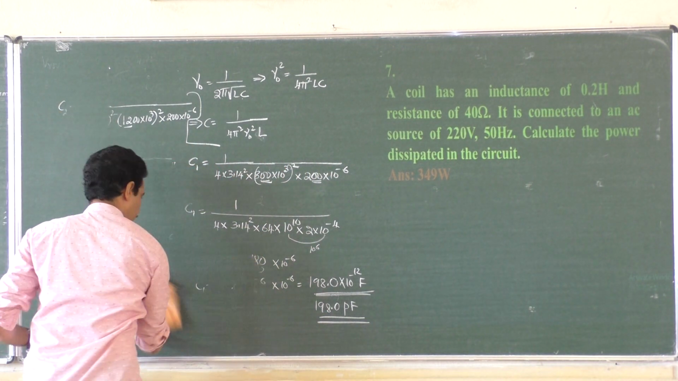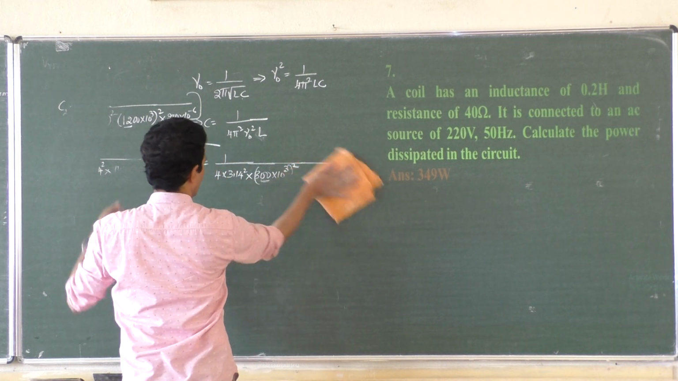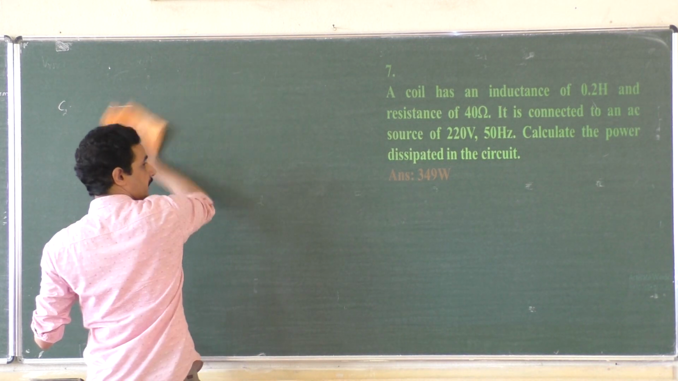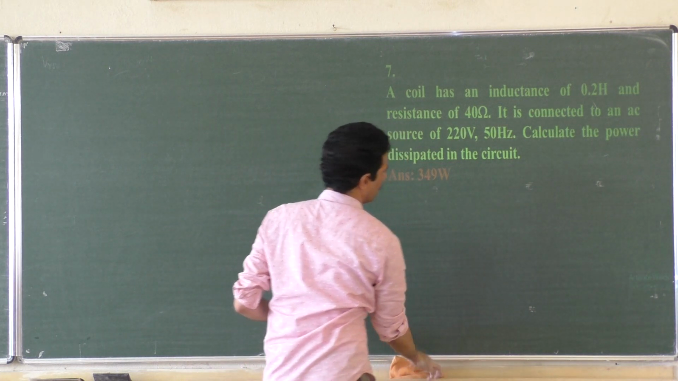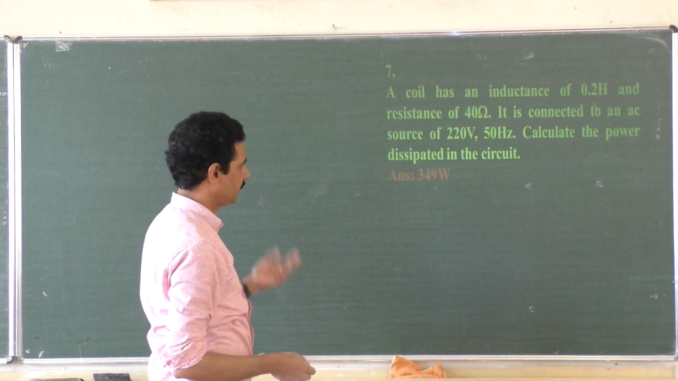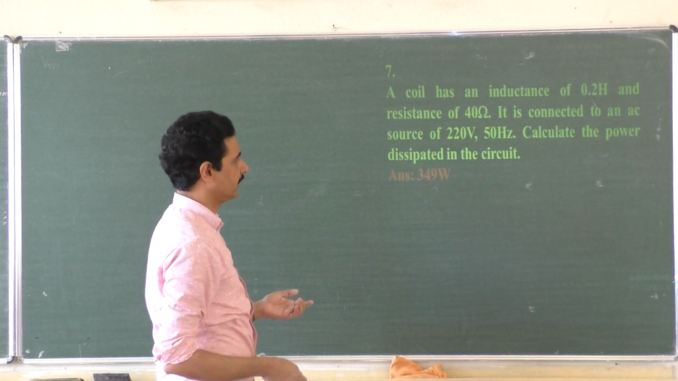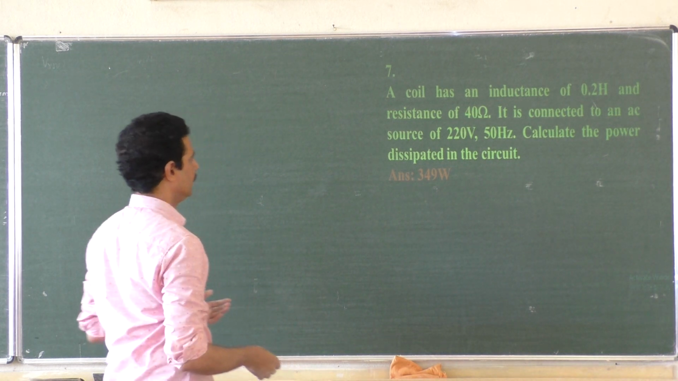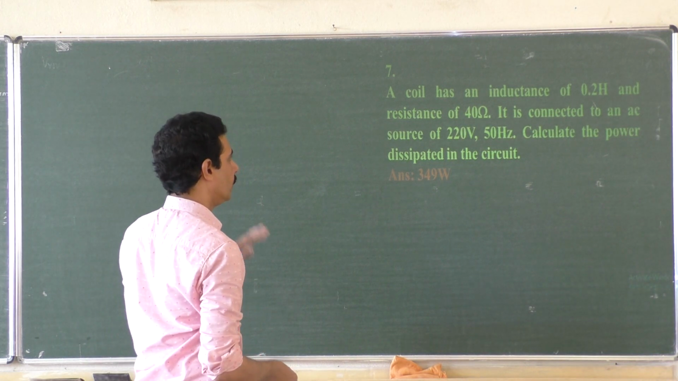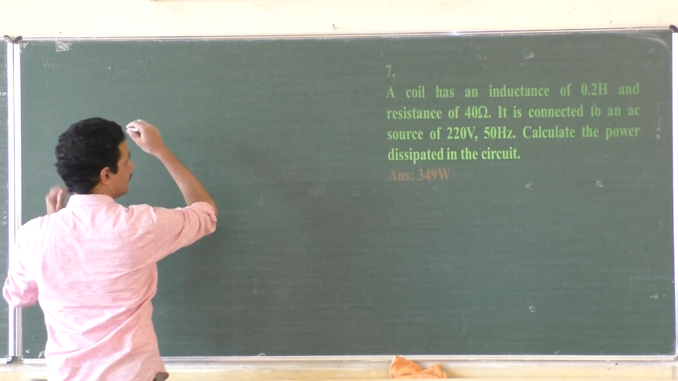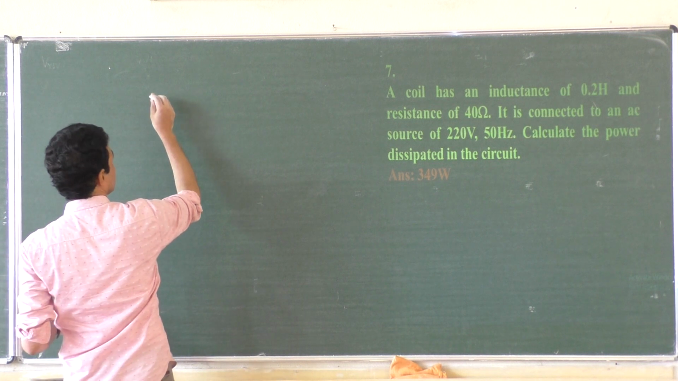Power dissipated is Vrms into Irms into cos phi. Correct? If it is Vrms into Irms into cos phi, you need to find out Vrms, Irms, even cos phi, because it is not at resonance. So we will calculate with 0.2 Henry and 40 ohm, only two components.